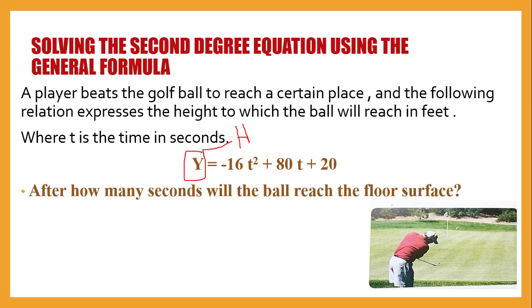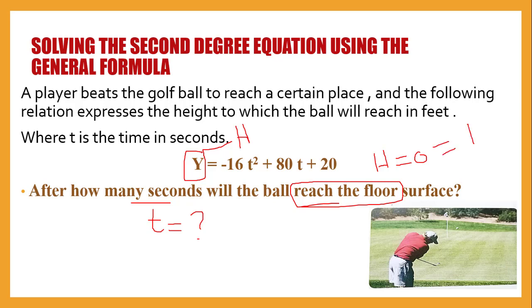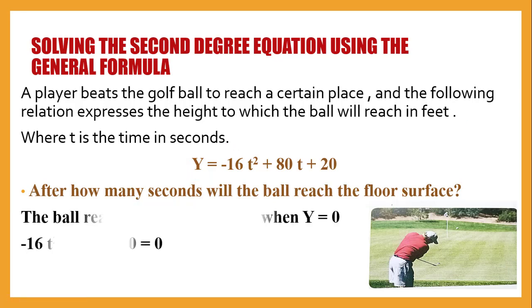After how many seconds? So I don't know t. T equals what? I don't know. After how many seconds will the ball reach the floor? Reach the floor, what does it mean? It means h equals 0. Okay, so h is y. So I'll put y equals 0 and I'll calculate t. So I have now the equation negative 16t power 2 plus 80t plus 20 equals 0, because the ball reached the floor, so this is 0.